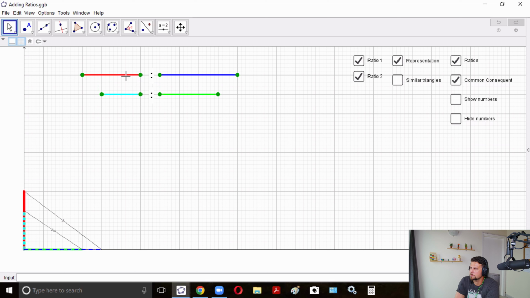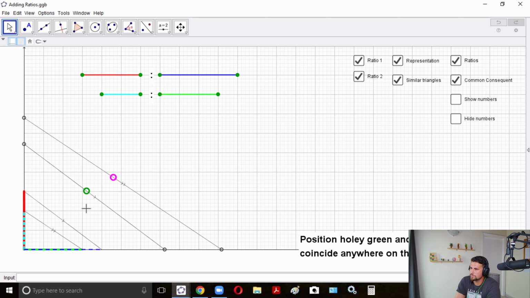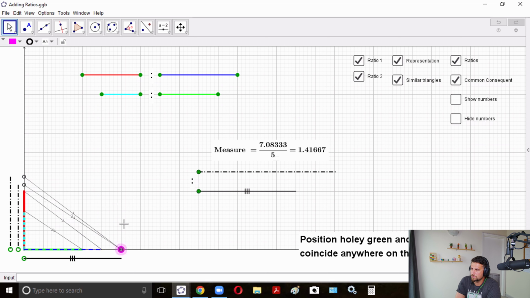So the red line is described by this consequent, the dark blue line, and the light blue line is described by the green consequent. So the first thing we have to do is to find equivalent ratios, right? And we do this with similar triangles. So in other words, what we need to do is find a common magnitude, and it can be anywhere along the x-axis. Okay, so I just chose this point here to give you an illustration.